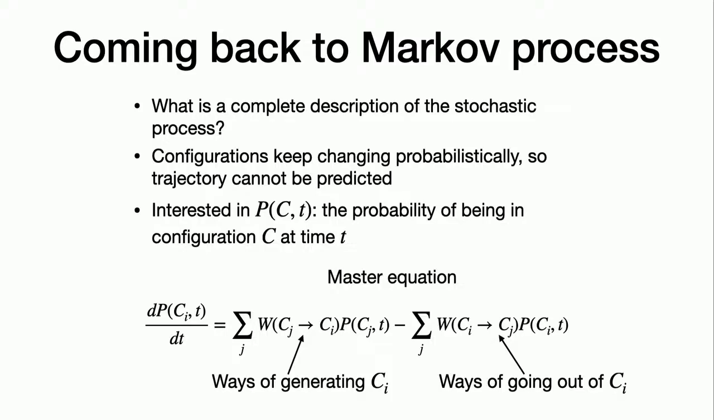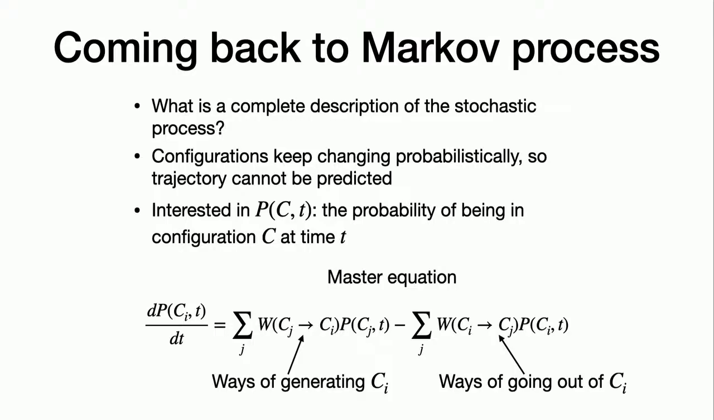So now we come back to Markov process. I'm given these configurations, they evolve stochastically. So what is the complete description of the process? Now the configurations keep changing probabilistically, so I cannot expect to predict the trajectory. But instead, I'd be interested in asking, what is the probability of finding configuration C at time t? This question, if I can answer, describes the system completely. So now I'm interested only in the probability. C keeps varying with time, but this quantity may be well defined.